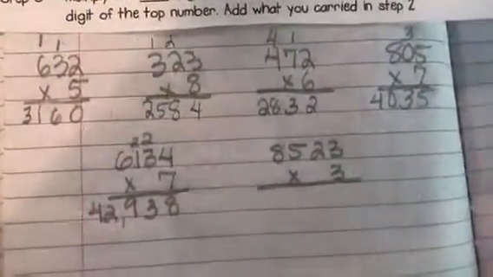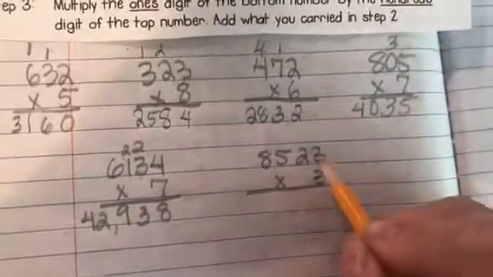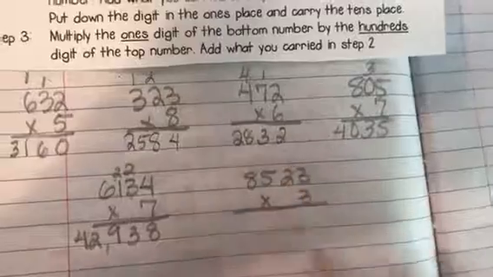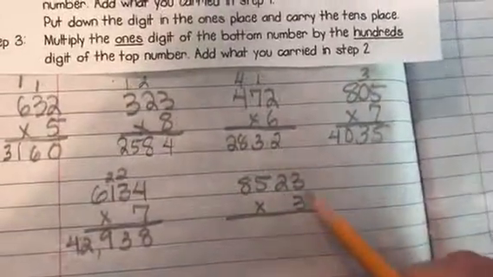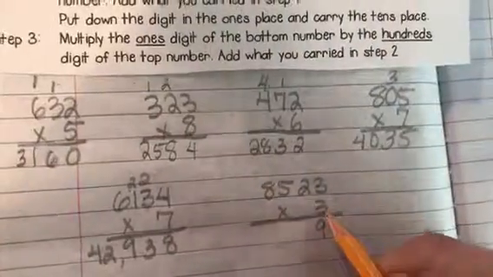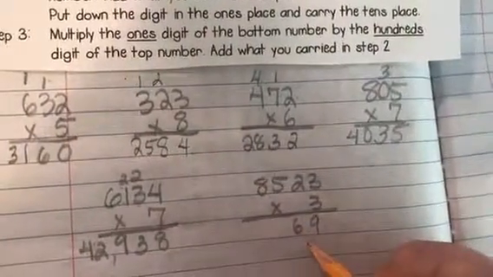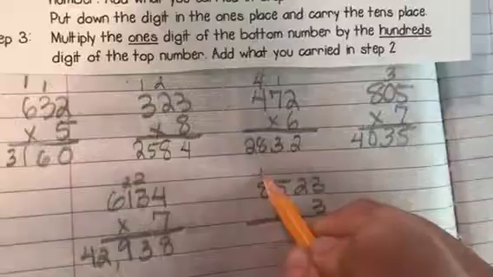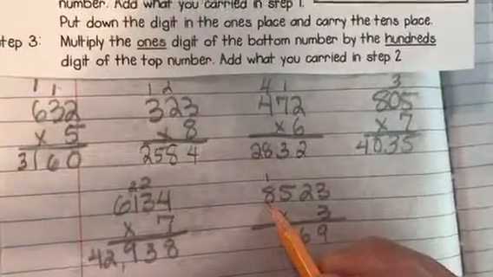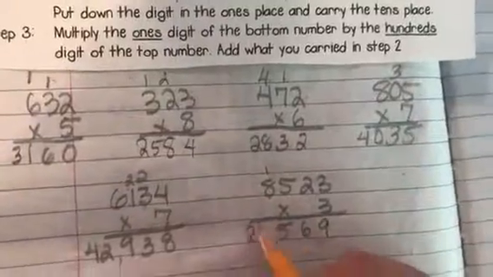Okay, so it's the same thing. You're still going to the ones place and just kind of working your way down. Don't forget to carry, put your numbers up top, and add them in after you've done the multiplying. 3 times 3, 9. 3 times 2, 6. 3 times 5, 15. 3 times 8, 24, plus the 1, 25.